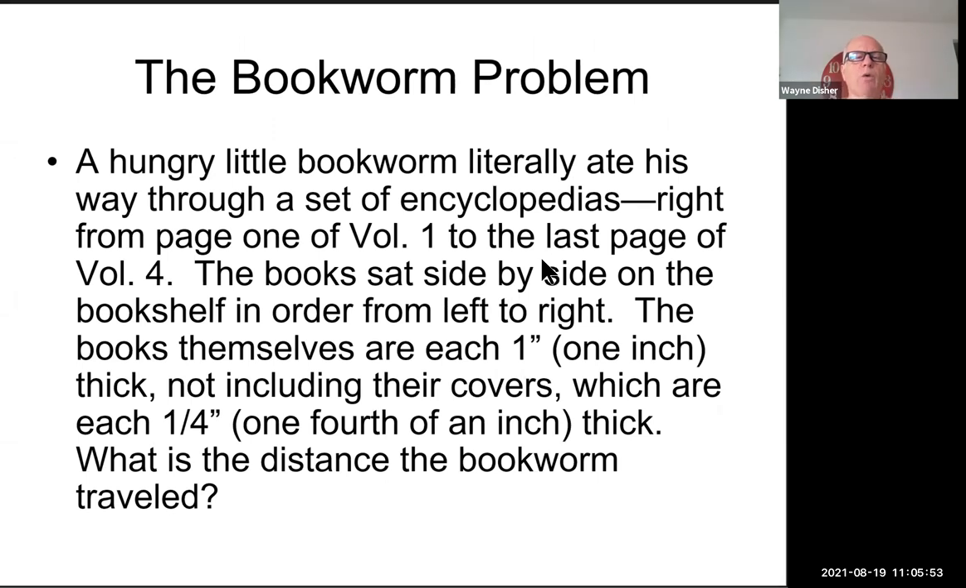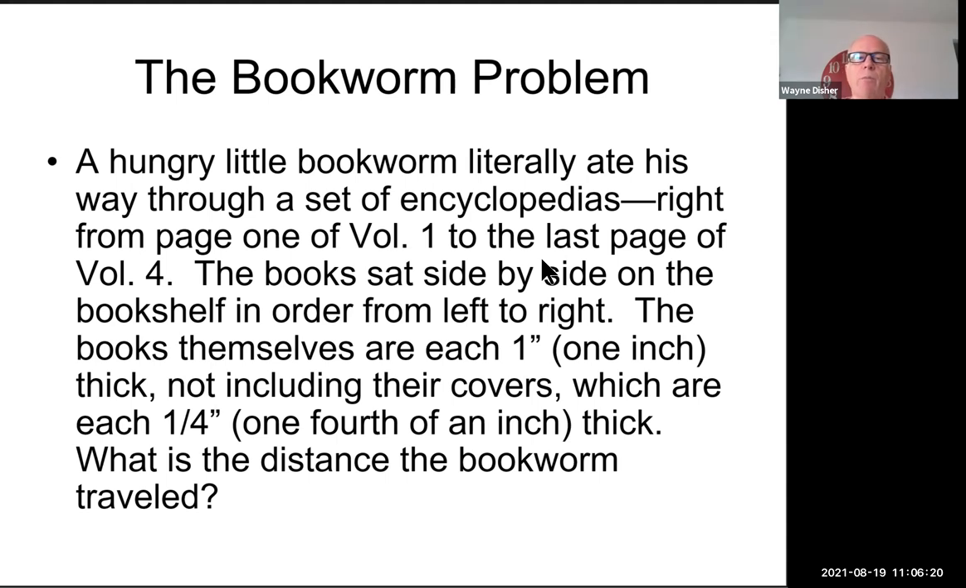A very hungry little bookworm has literally eaten his way through a set of encyclopedias, right from page 1 of volume 1 to the last page of volume 4. The books sat side by side on the bookshelf in order from left to right. The books themselves are all 1 inch thick, while the covers are a 1/4 inch thick. What is the distance the bookworm traveled?